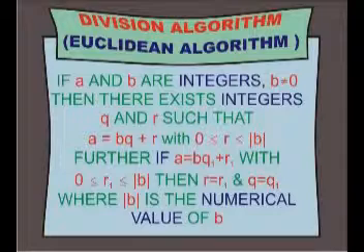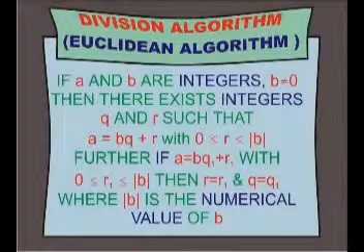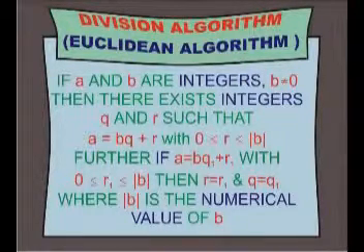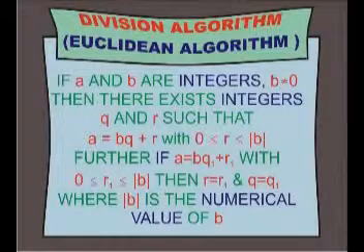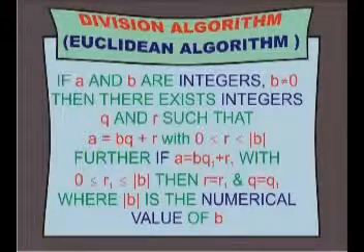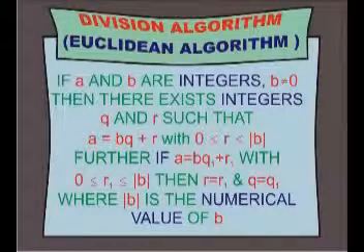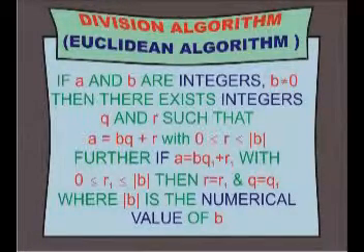If a and b are integers, b not equal to 0, then there exist integers q and r such that a equals bq plus r with 0 less than or equal to r less than mod b. Further, if a equals bq1 plus r1 with 0 less than or equal to r1 less than mod b, then r equals r1 and q equals q1, where mod b is the numerical value of b.